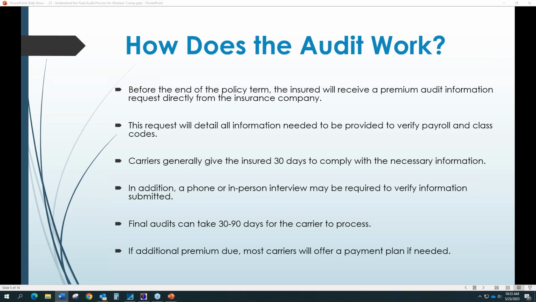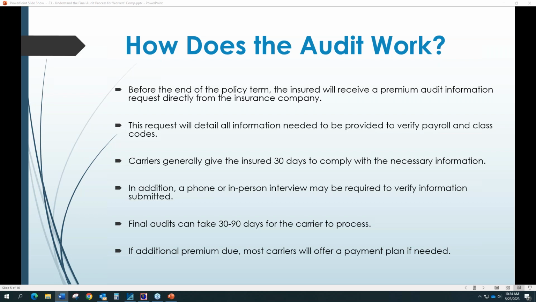Usually the carrier will request the insured to complete a voluntary workers' comp audit. So the insured will submit their completed audit questionnaire and all of the supporting documentation by either mail or online. For larger accounts, carriers will sometimes assign the insured an in-person or phone audit, which requires additional information to be provided. We're going to discuss the difference between voluntary and physical in depth later in the webinar, but once you've completed the physical or voluntary workers' comp audit, the carrier will process this, taking anywhere from around 30 to 90 days from the submission date.